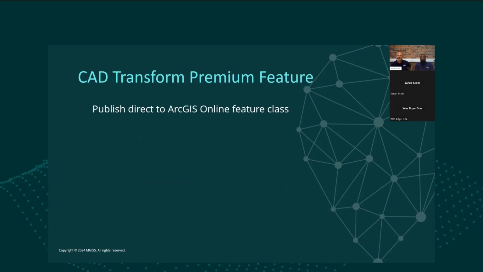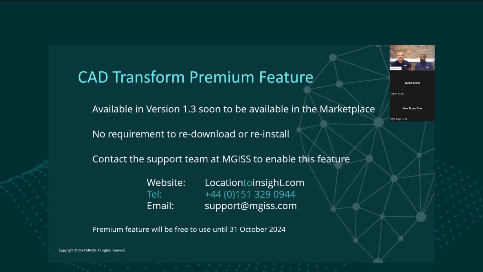In addition to these many benefits, I'm very pleased to announce that we will soon be releasing a new premium feature to CADTransform. This will be the ability to publish directly to ArcGIS Online. If you have already upgraded to version 1.3, which will soon be released on the marketplace, there will be no requirement to re-download or reinstall CADTransform to make use of these premium features. Simply contact the support team at MGISS to enable this feature, which will be free to use until the 31st of October. When you contact us, we hope you don't mind if we gather some feedback on how you're finding the tool and how it's improving your workflow.